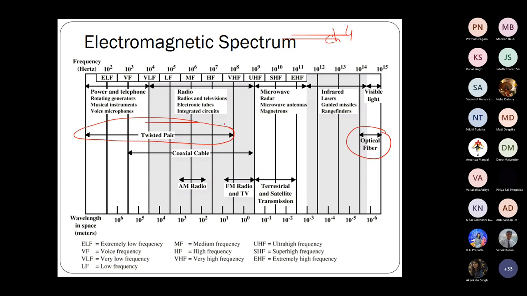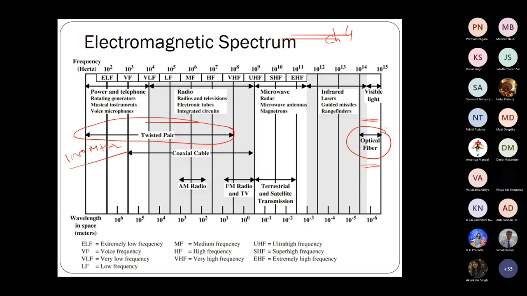So twisted pair, which is what your LAN cables are, is around this range. Okay. So that is around 1000 megahertz max. That also depends on the type, because twisted pairs come in different types. Because optical fiber, if you look at this, is in a huge range. It looks small, but this is not a linear scale. So this is a large thing.